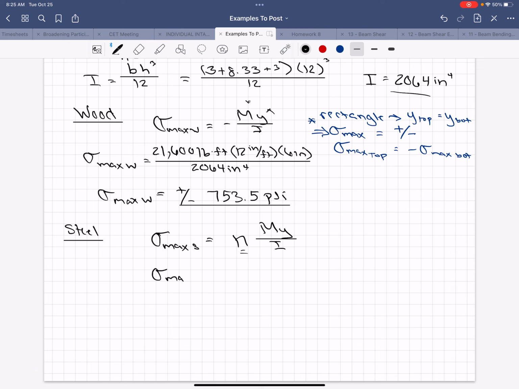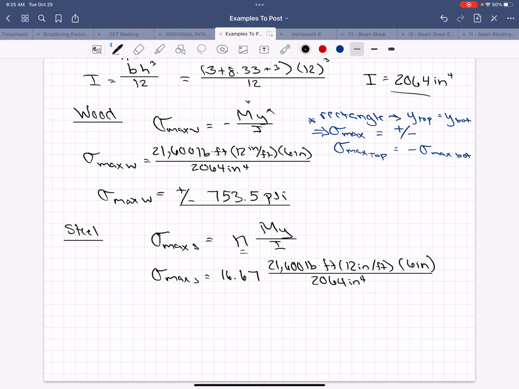Sigma max of the steel: our n was 16.67. Our M was 21,600 pound-feet times 12 inches per foot times our y of 6 inches, all over our I of 2,064 inches to the fourth.